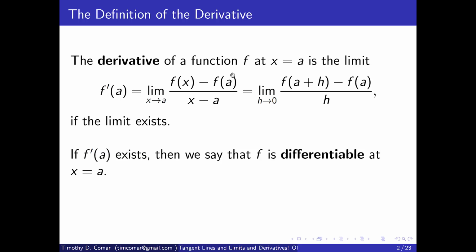So first, the derivative of a function f at x equals a is the following limit here, which is typically written here as f prime of a. And it's a limit of difference quotients written in two ways here. The limit as x approaches a of f of x minus f of a divided by x minus a, or equivalently, the limit as h goes to 0 of f of a plus h minus f of a over h, if the limit exists. So if the limit indeed exists, we say that the function f is differentiable at x equals a.